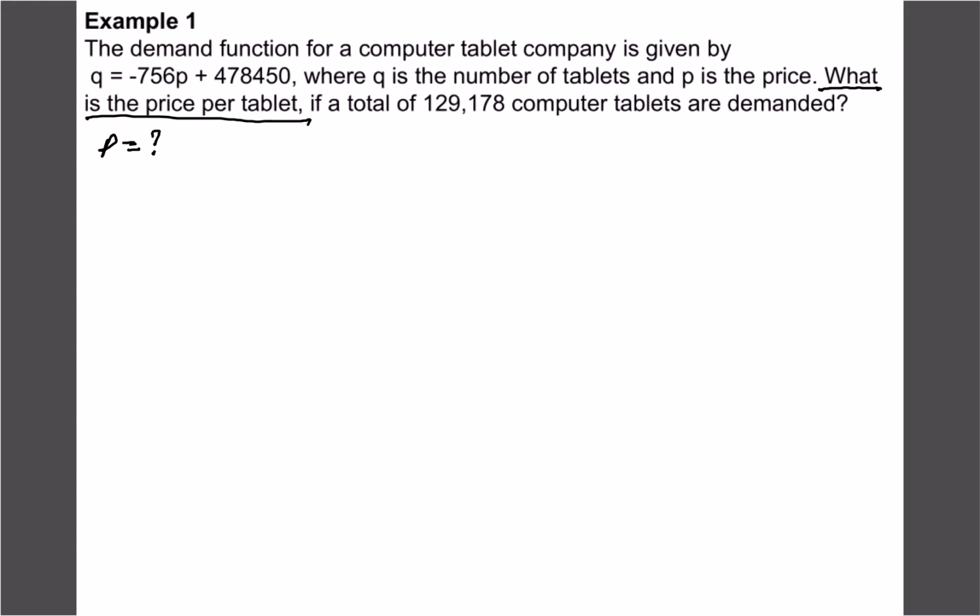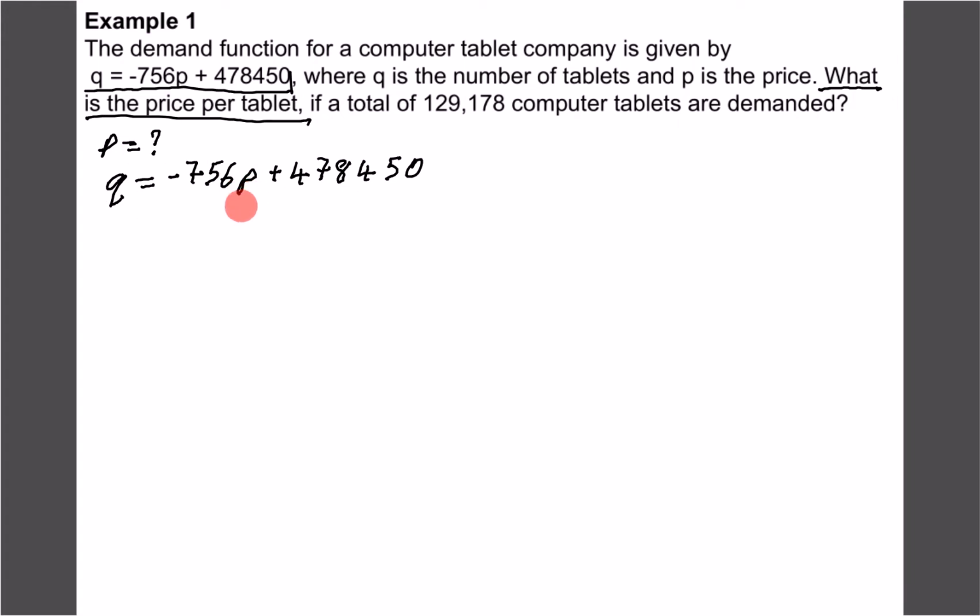The next thing that you ask yourself now is, do I have an equation? Yes, we do. The problem gave us the demand function. That's our equation. So we have our demand function, which is Q equals negative 756p plus 478,450. So now we are looking for P.